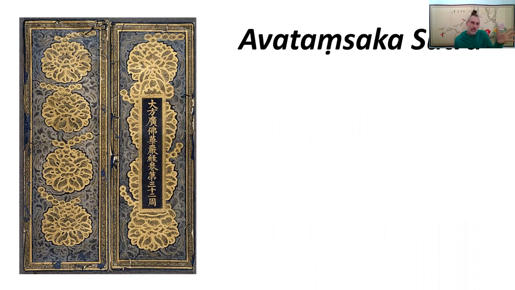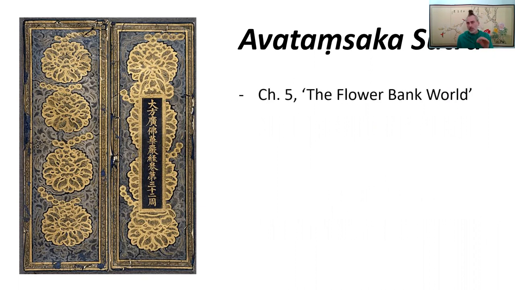But again, this isn't really about the history of the sutra and all of that. What we're interested in tonight is I'm basically going to give you a taste, just a taste of chapter 5, which is called the Flower Bank or Flower Treasury World. So Thomas Cleary, our English translator, calls it the Flower Bank World. The word bank is a treasury or something, a repository, something like that. And it's the repository of flowers.